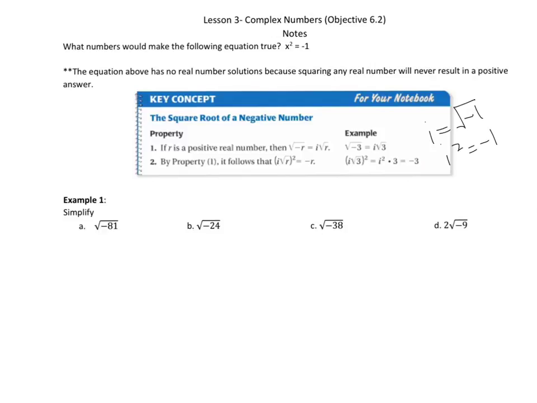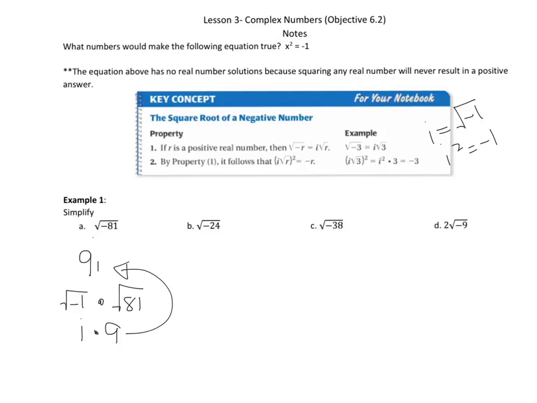Okay, so if we're looking at example 1, basically all that this changes is if you have a negative under the radical, you're going to have an i in your answer. So the square root of -81, instead of just being 9, is going to be 9i. To break that down, the square root of -81 is the square root of -1 times the square root of 81. This is i times 9, which is where we get that 9i.